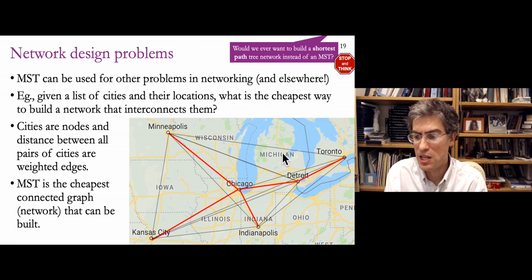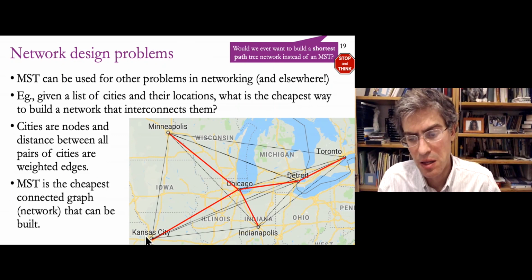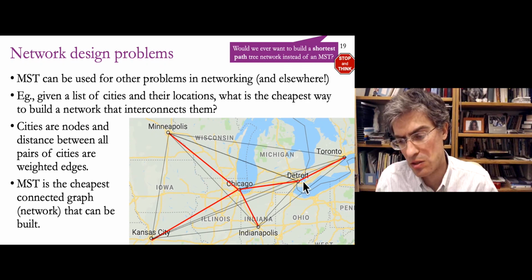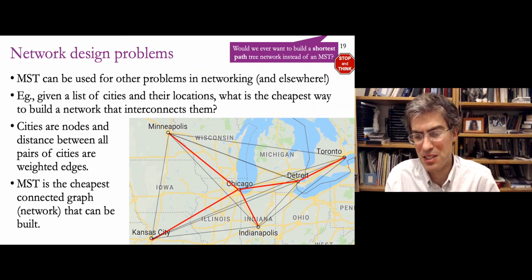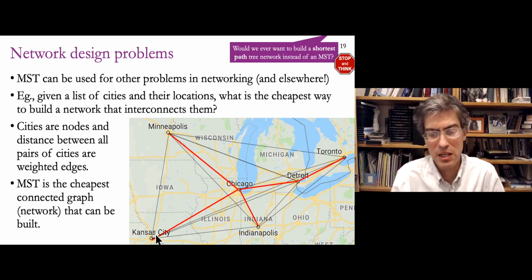But if most traffic was coming from Kansas City, let's say, then instead you have a different design where you have Kansas City to Chicago, Kansas City to Minneapolis, Kansas City to Indianapolis, and then Chicago to Detroit, Detroit to Toronto. Different shape. But that would be bad for Toronto to Minneapolis. You know, you go all around this other way. So that only works if there's a one-to-many kind of design consistently.